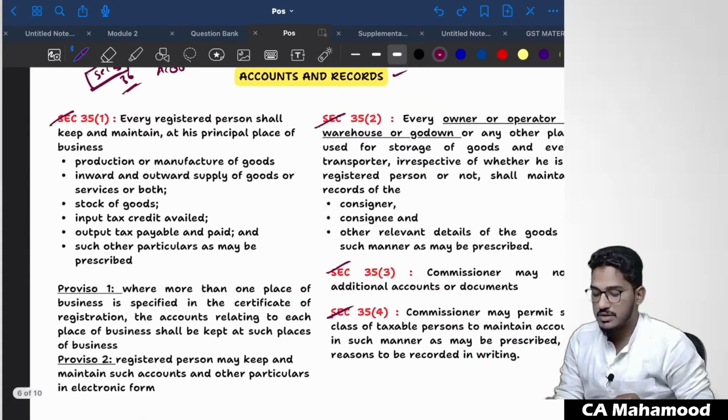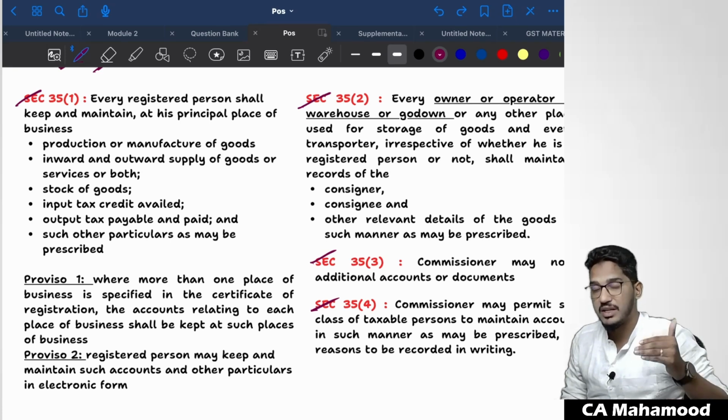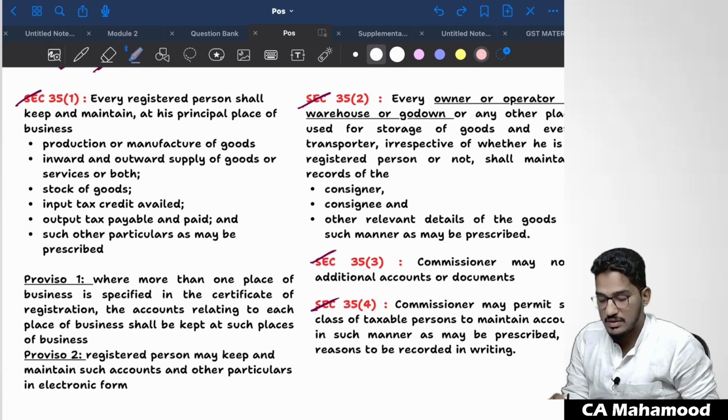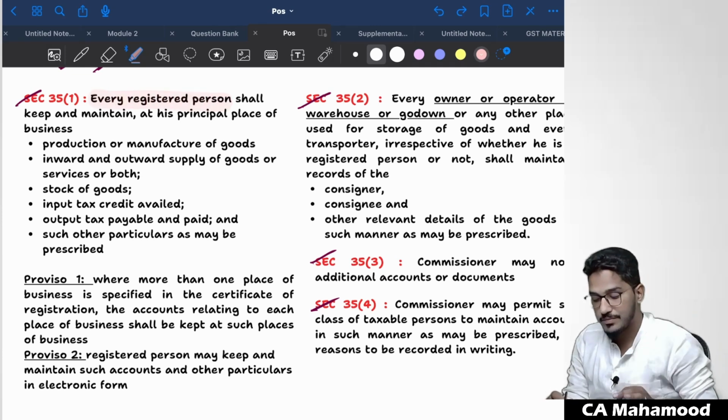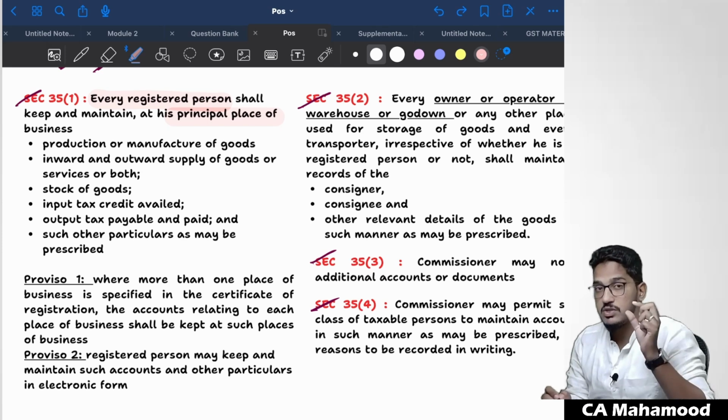So first I will begin my discussion with section number 35 subsection 1, which talks about what kind of accounts, records and documents are required to be maintained by a registered person. Let us see what section 35 subsection 1 says. It says that every registered person, it is referring to all the registered persons, shall keep and maintain at his principal place of business certain records.